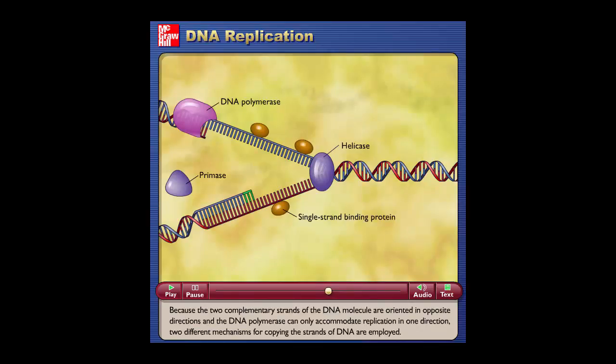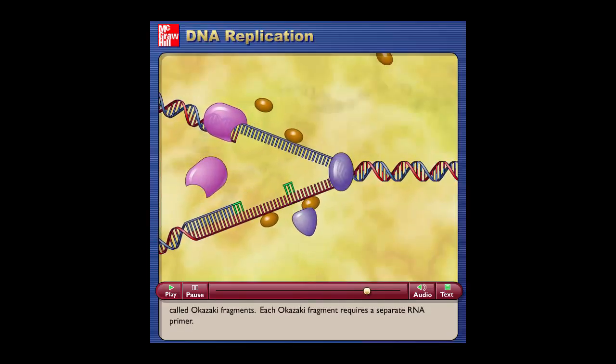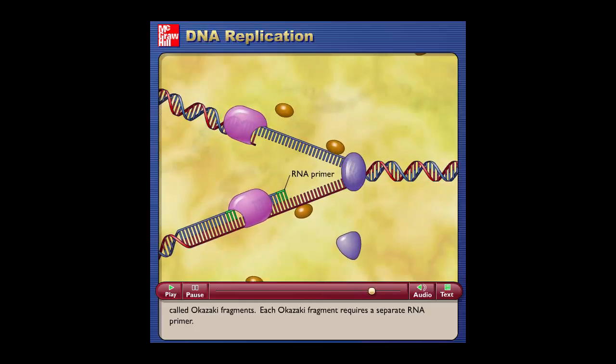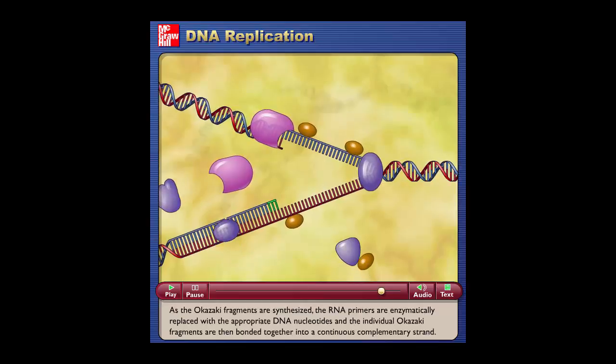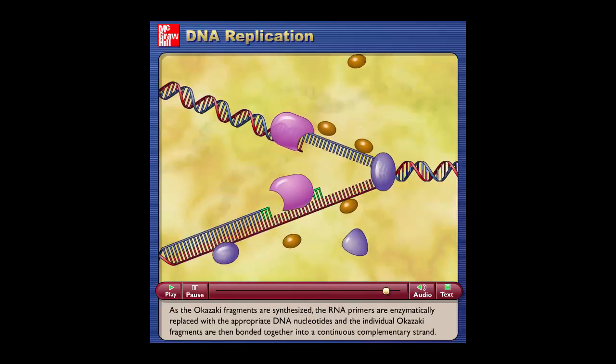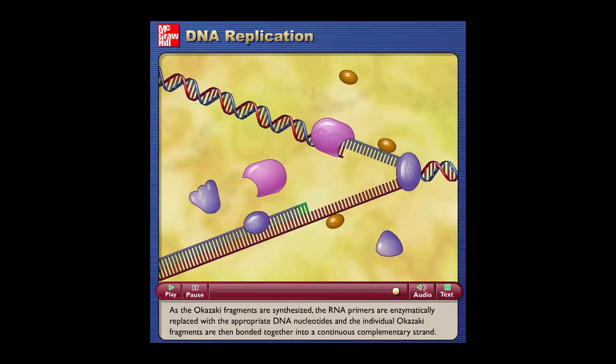Because the two complementary strands of the DNA molecule are oriented in opposite directions and the DNA polymerase can only accommodate replication in one direction, two different mechanisms for copying the strands of DNA are employed. One strand is replicated continuously toward the unwinding, separating portion of the original DNA molecule, while the other strand is replicated discontinuously in the opposite direction with the formation of a series of short DNA segments called Okazaki fragments. Each Okazaki fragment requires a separate RNA primer. As the Okazaki fragments are synthesized, the RNA primers are enzymatically replaced with the appropriate DNA nucleotides, and the individual Okazaki fragments are then bonded together into a continuous complementary strand.